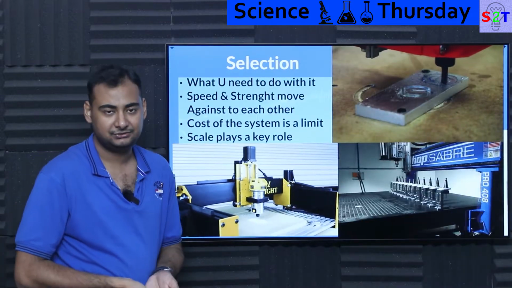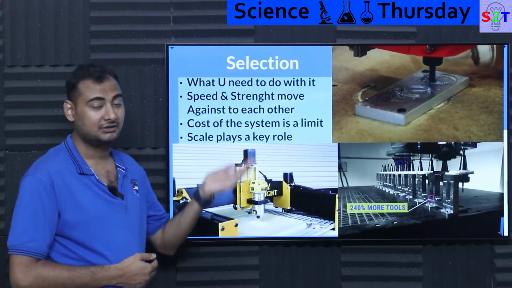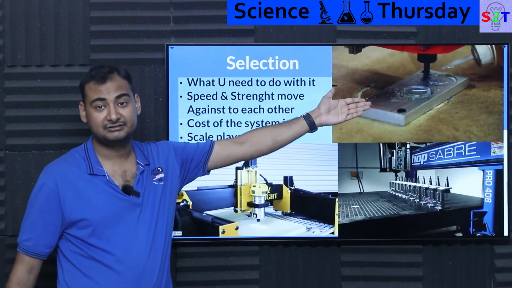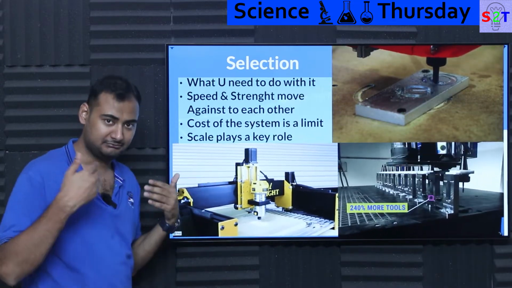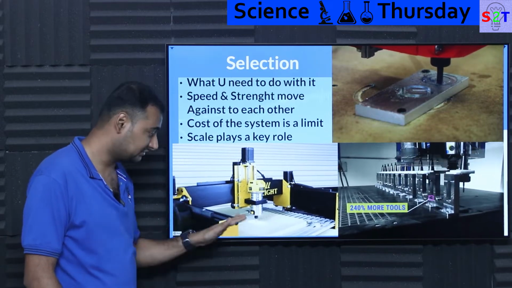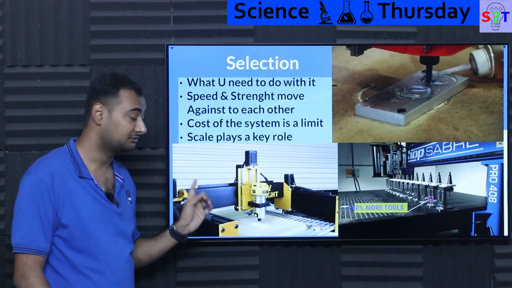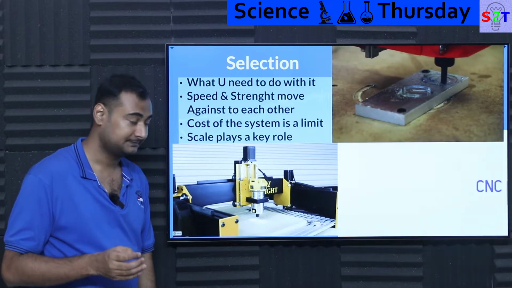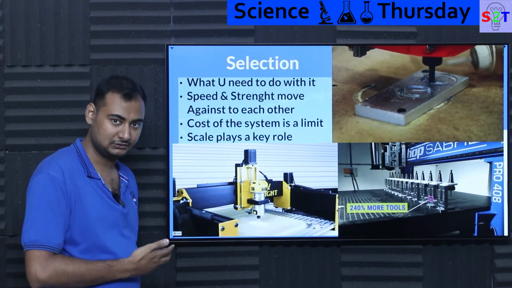So which design do you use for your machine? Well, it depends on what you need to do with it. For example, you can have a CNC router. The moment you say CNC router, people think of something this way. Now, this is good. It works well, especially if you have a very good tooling structure. You can achieve some really high precision, but these are inherently slow.